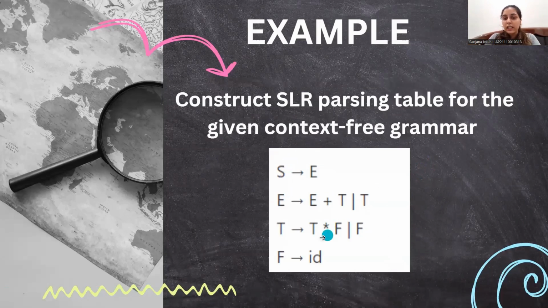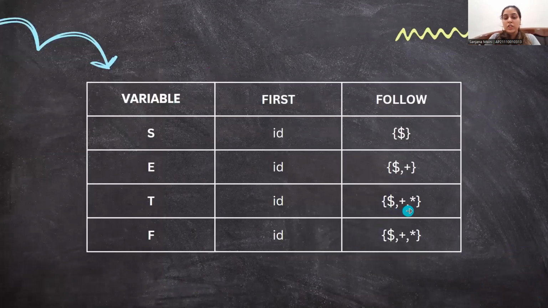The next production where T appears on the right hand side is this third production, and the right hand side of T is the terminal symbol star. So the follow of T will include star. Adding all three, the follow of T will be dollar, plus, and star.